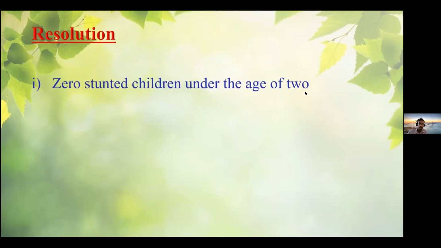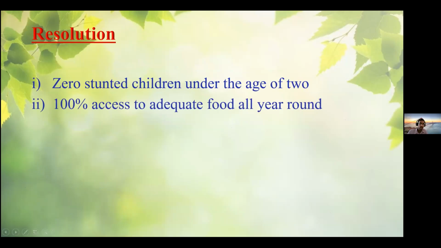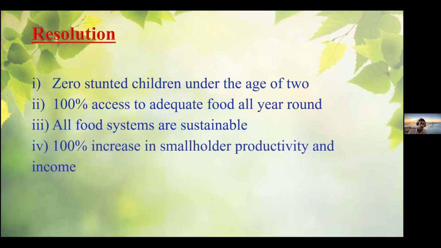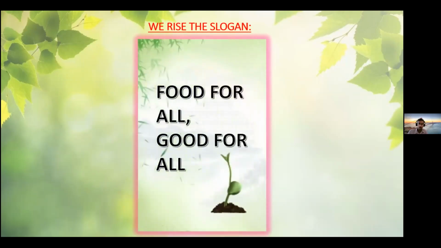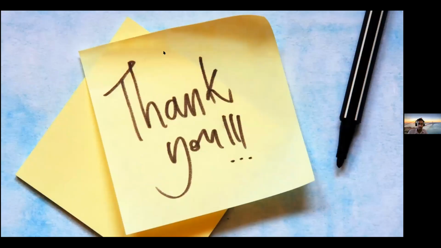Zero stunted children under the age of 2. 100% access to adequate food all year round. All food systems are sustainable. 100% increase in smallholder productivity and income. Zero loss or waste of food. We raise the slogan, food for all, good for all.